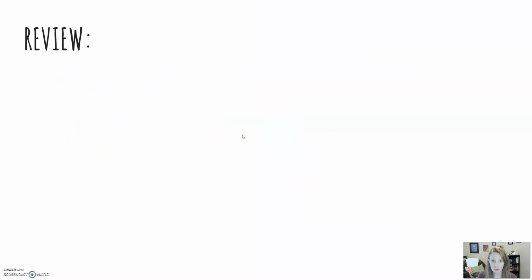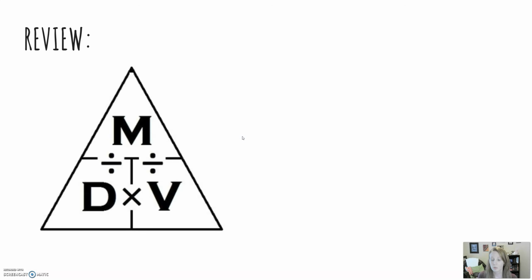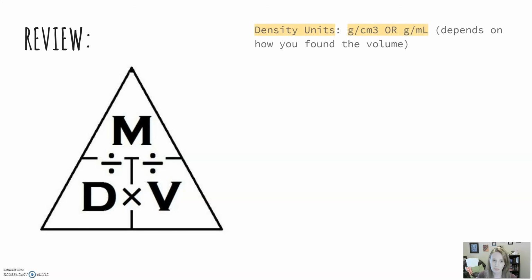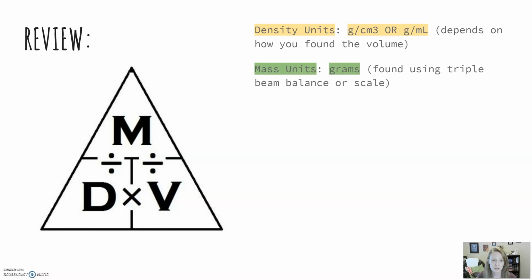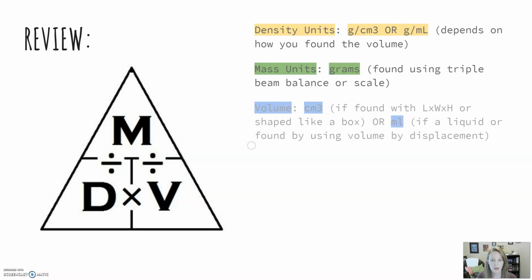Alright, so let's review a little bit of information about how to calculate density before we start identifying unknowns by their density. So we have our formula triangle with mass at the top and density and volume at the bottom. Density units can be grams per centimeters cubed or grams per milliliter. It all just depends on how you find the volume. Mass units are grams, and those are found by using triple beam balances or scales. And then volume is centimeters cubed.